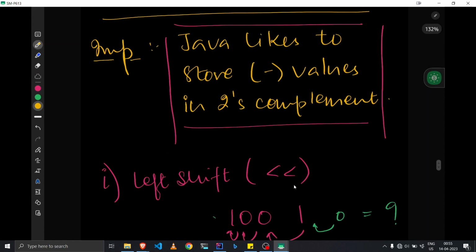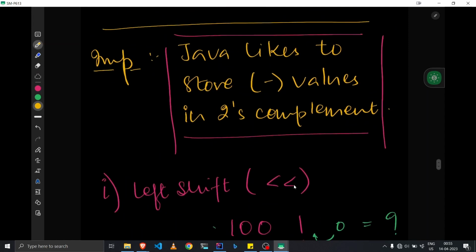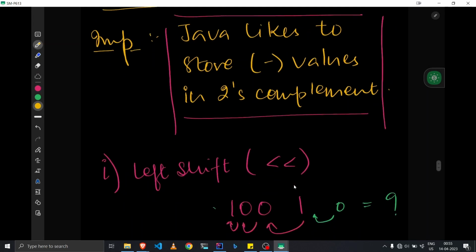Finally, I would like to highlight this special point that Java likes to store negative values in 2's complement. So you might find yourself in an issue while working with these operators just because you are using a negative value. So make sure that you remember this fact and stick to it.